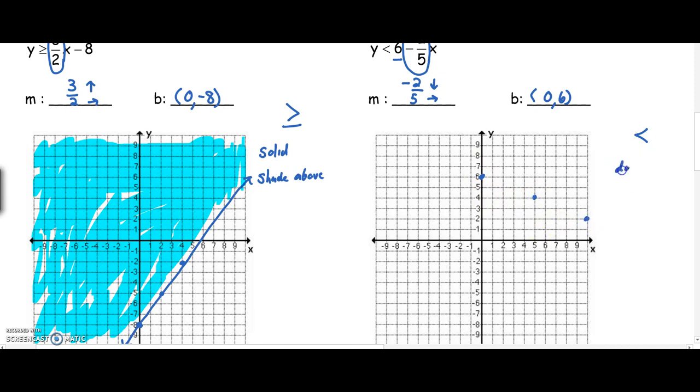Because it's a less than sign, that means my line should be dashed and I should shade below. So I'm going to draw my line in. And then I'm going to shade below in this case.